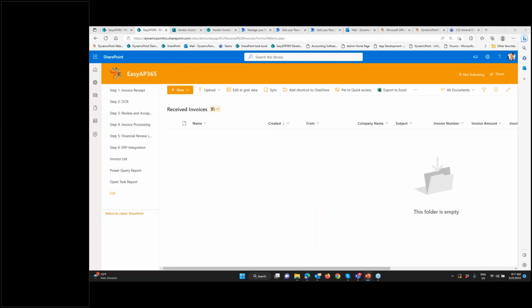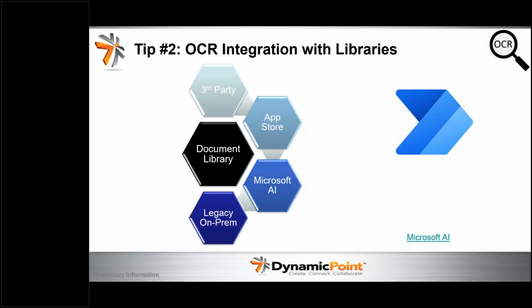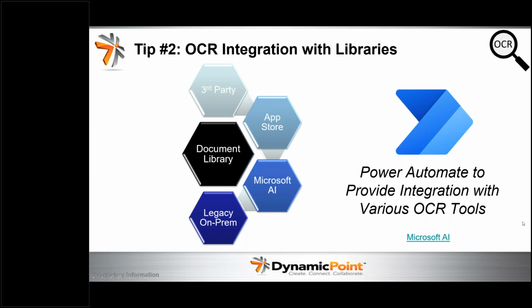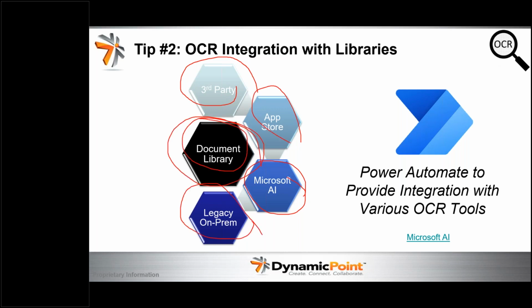So the next step is, I mentioned, after it got uploaded to that library, we wanted to provide some automation in the form of OCR. So what I could do now that I have that data in this library, there's all kinds of tools that I could use for OCR. I could use third party, there's Microsoft AI Builder, there's the App Store, there's, just using that document library as a framework. There's all kinds of on-prem tools that integrate with SharePoint libraries. But I could call any of those using this workflow, including Microsoft AI, to extrapolate the results of any document.